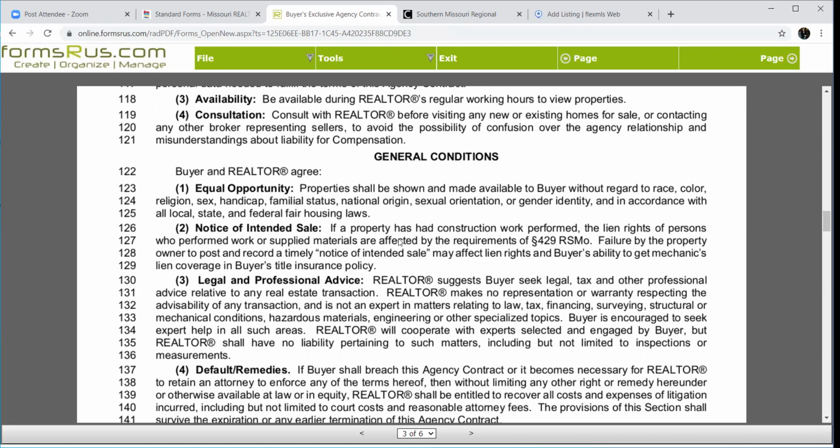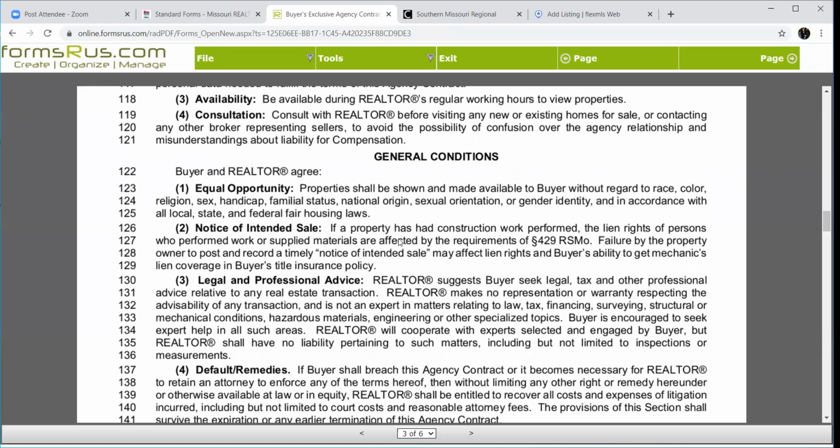Notice of intended sale. I will do my best to make sure the seller has all of the receipts to the title company to make sure there is no liens on this property when you take it over. Obviously, that's why we get buyer's insurance, title insurance, in the event that something is missed or a lien comes up later.